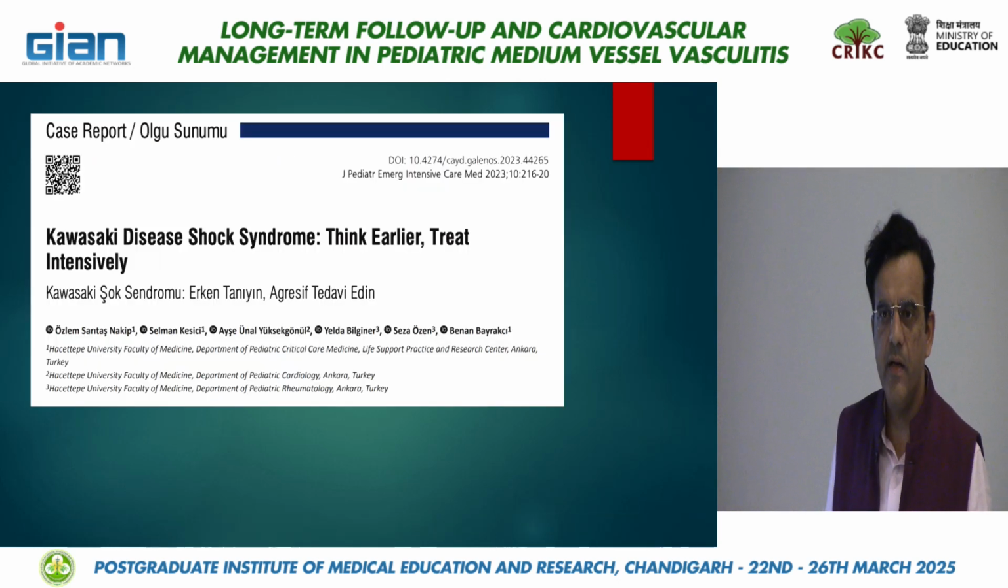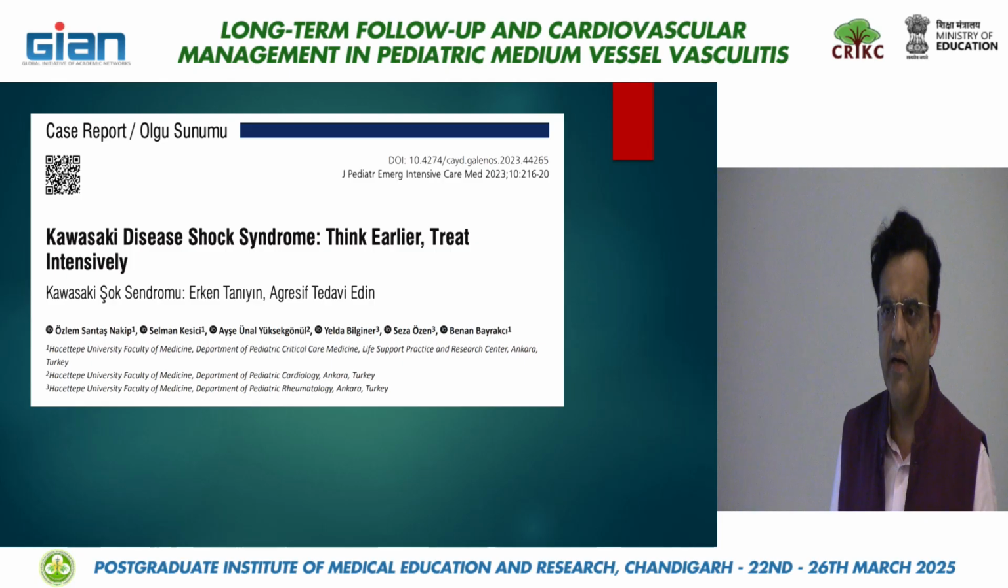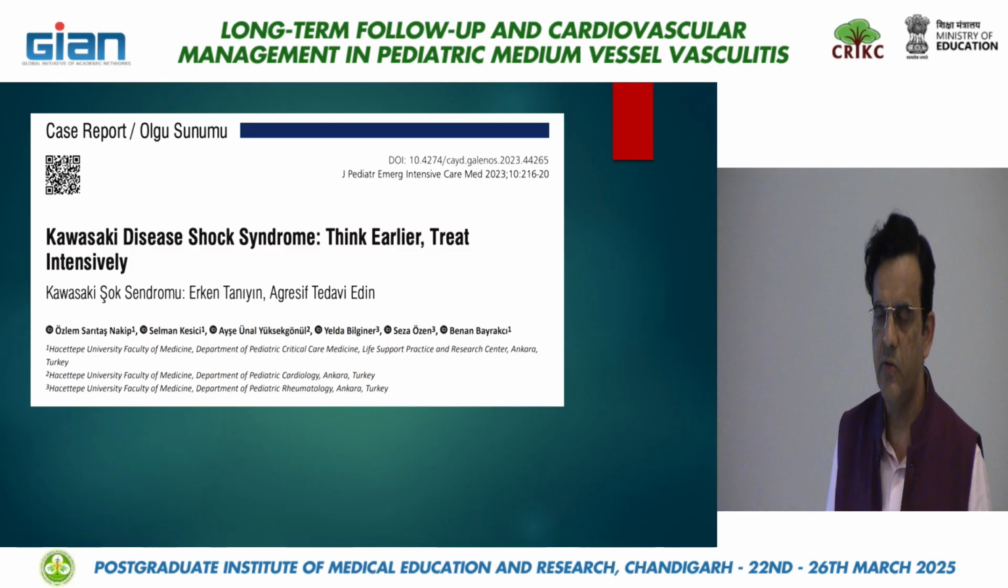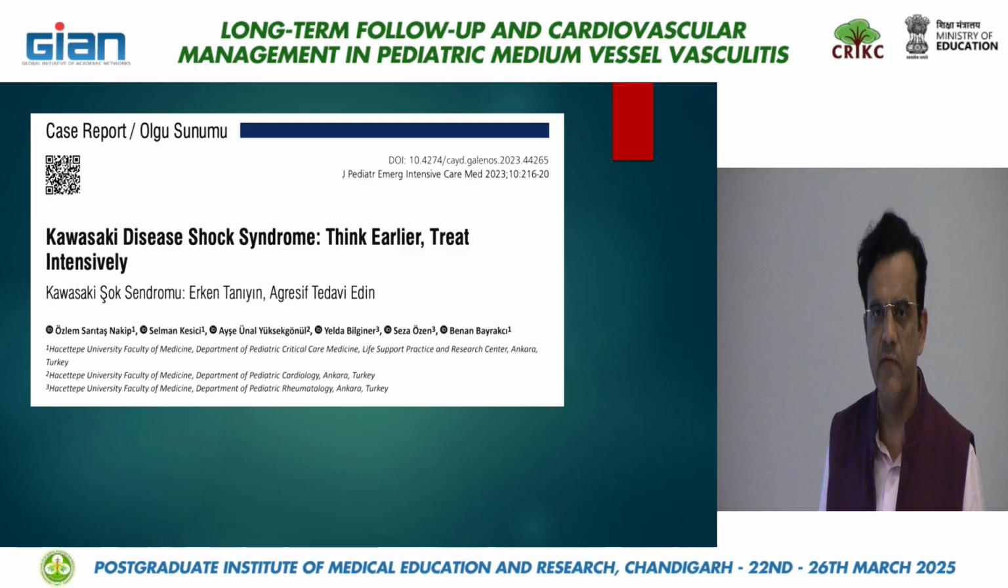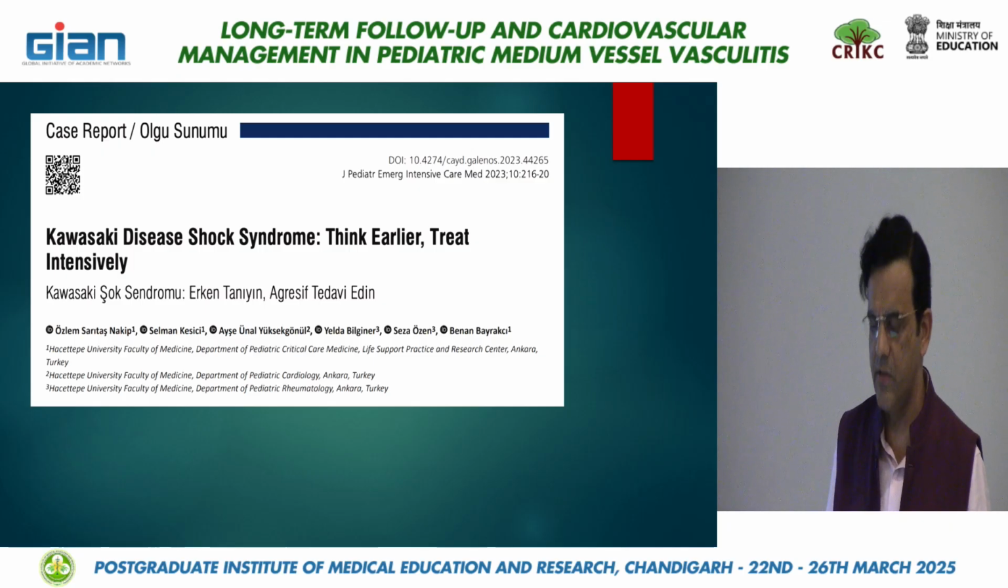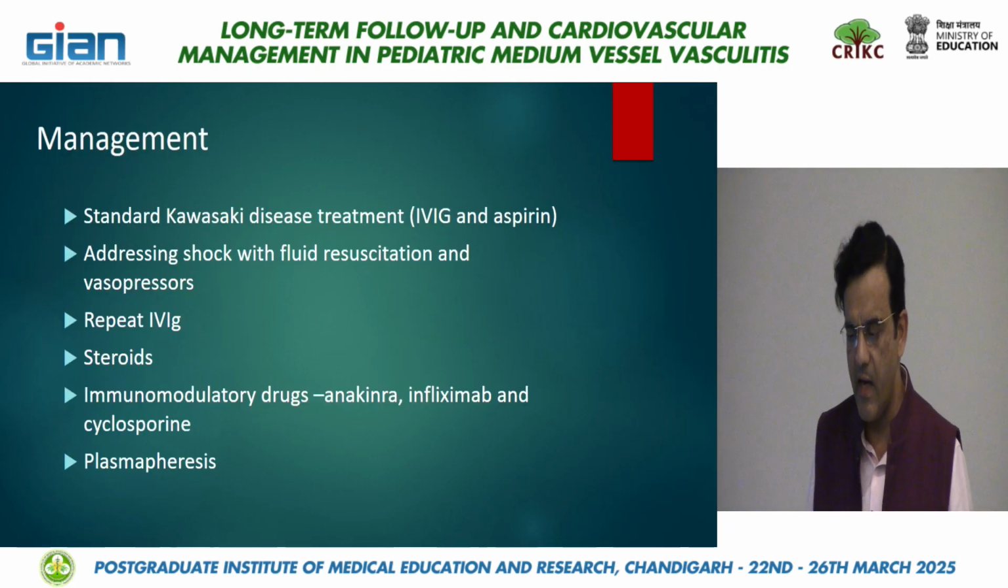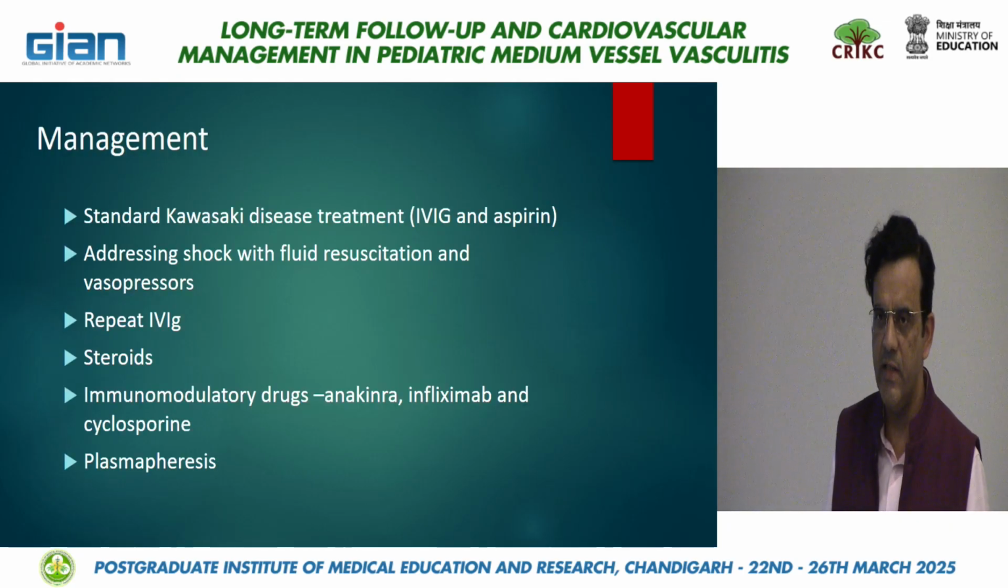For management, as highlighted by earlier speakers, for Kawasaki disease shock syndrome we will need to intensify the treatment, either primary intensification whenever we recognize the patient to be having Kawasaki disease shock syndrome, or secondary intensification when the patient of Kawasaki disease, otherwise not being intensified with treatment, develops shock syndrome. Standard Kawasaki disease treatment is followed, IVIG with aspirin. Shock will be addressed with fluid resuscitation and vasopressors.